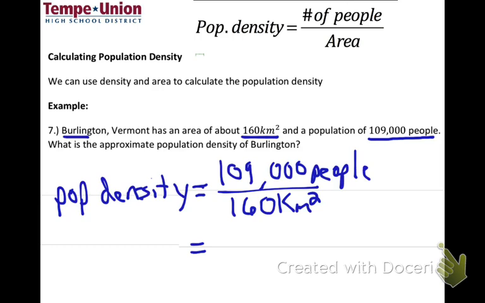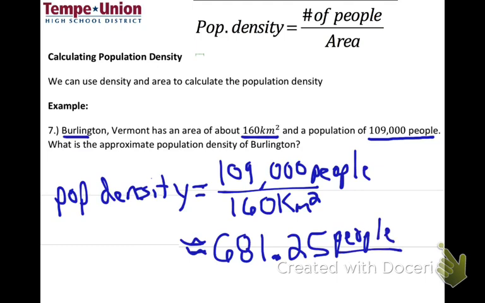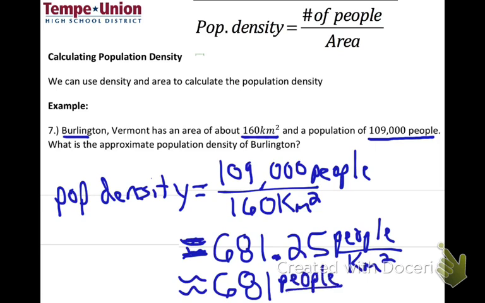So let's go ahead and do the math on that one. 109,000 divided by 160. I got a fraction there, and I'd like to get a decimal. So this is about 681, approximately that many people, 681 people per square kilometer.